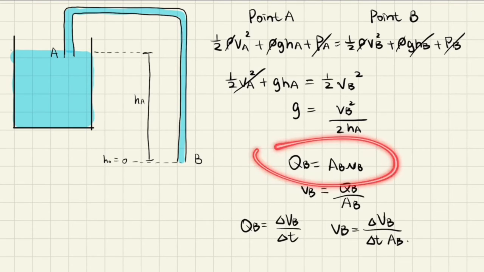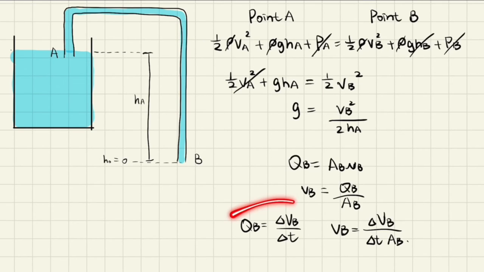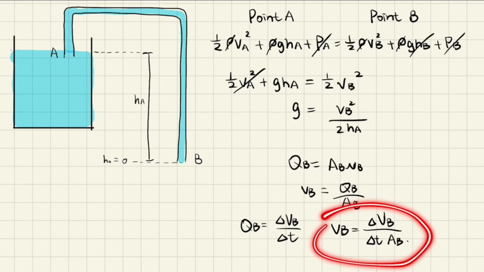We know that the flow rate Q at B equals the cross-sectional area of the tube times the velocity of water at B. The flow rate also equals the volume flowed through B over time. So after doing some arithmetic, we obtain the expression for velocity of water at B, which is changing volume over changing time divided by the cross-sectional area of the tube.